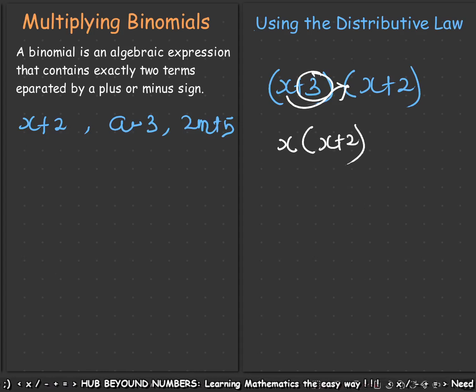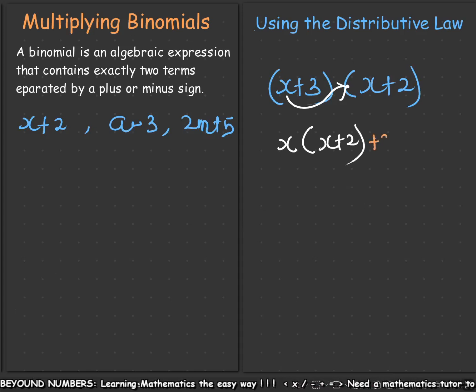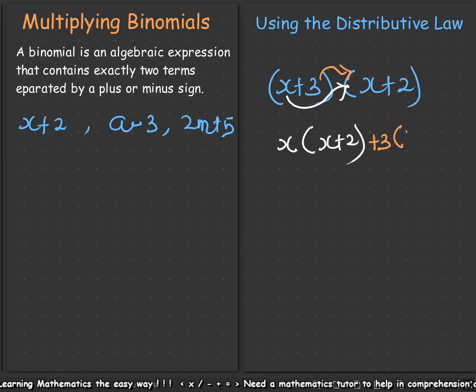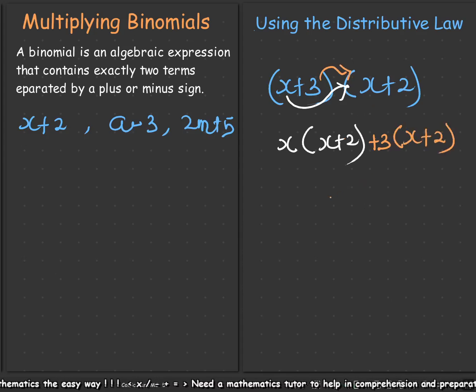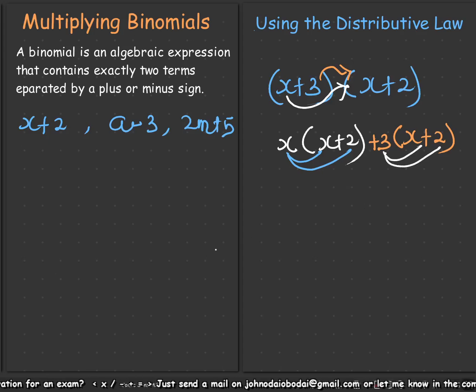Then you come to the next term, and take note of its sign. It is a positive 3. So positive 3 is also multiplying this whole bracket, so 3 into bracket x plus 2. After your first distribution, you now distribute what you have outside the bracket over what is inside the bracket as well. What do I mean by that? This x now multiplies this, and it also multiplies this as well. The same applies to the 3. It multiplies this and also multiplies this as well.